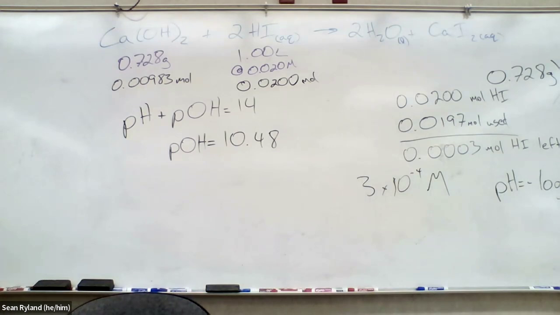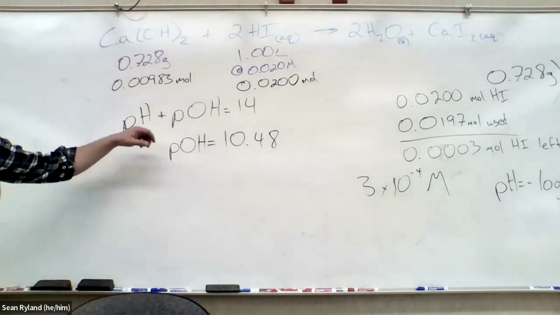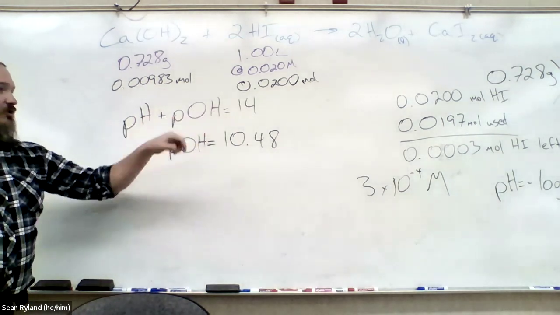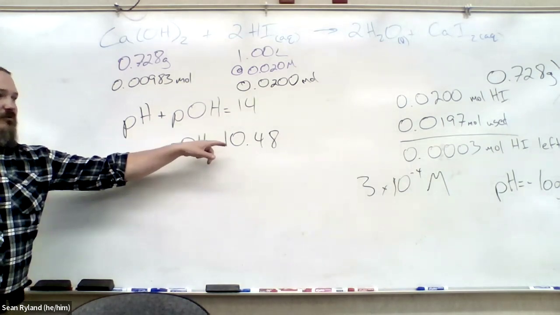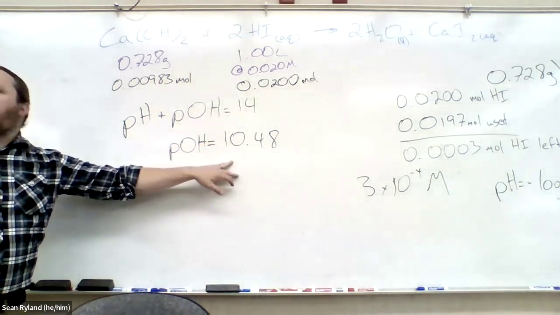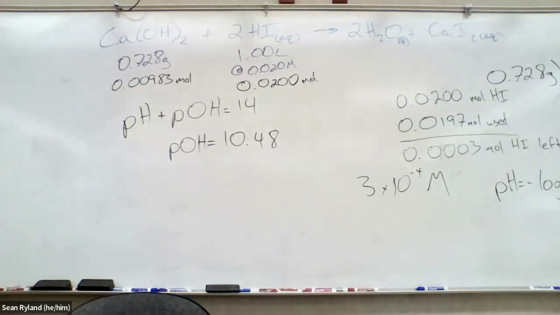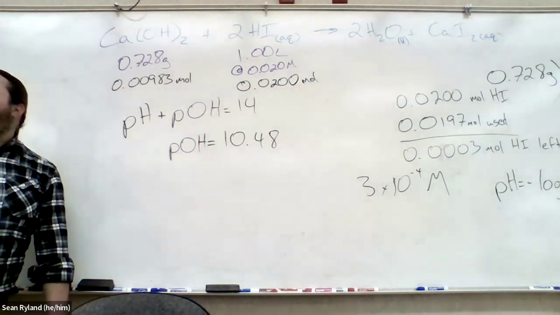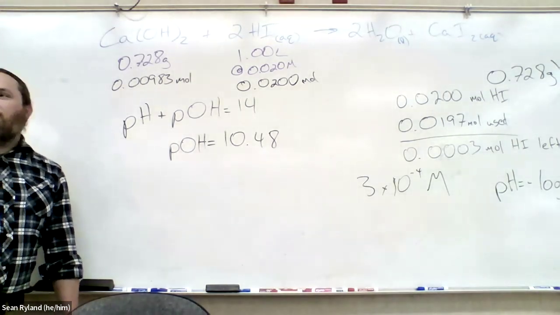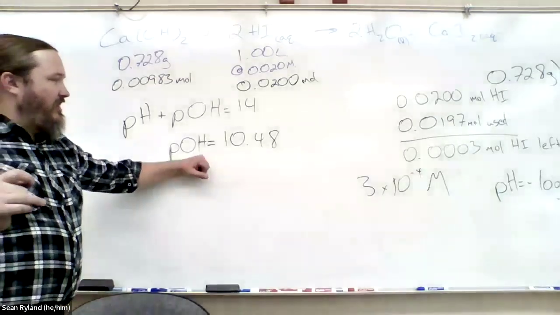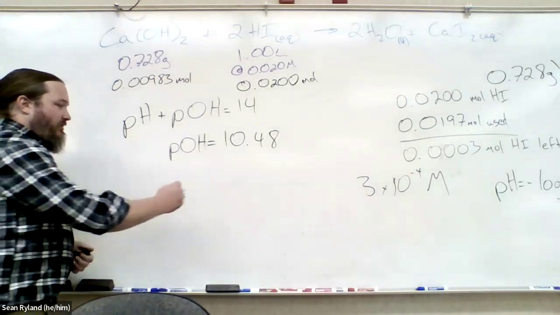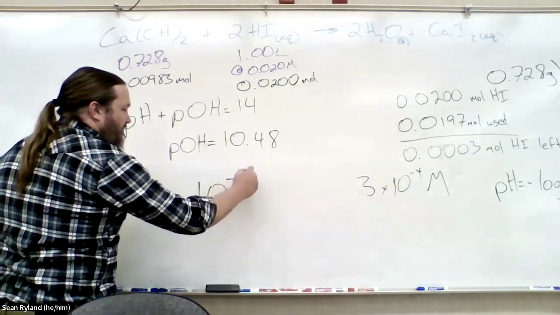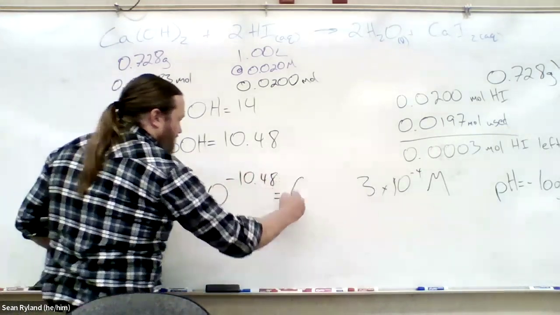Right, so once you have pH, pOH is just 14 minus pH. So 14 minus 3.52 gives us 10.48. Now we're really almost home. To undo pH or pOH, you do 10 to the. So 10 to the negative 10.48 equals your hydroxide concentration.